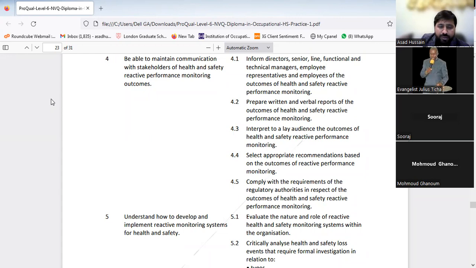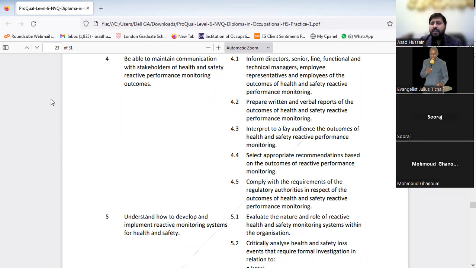It is almost what we have discussed in 2.2, 3, 4, and 5. It is almost there. Okay. So 4.1 is inform directors, senior, line, functional and technical managers, employees, representatives, and employees of the outcomes of health and safety reactive performance monitoring.